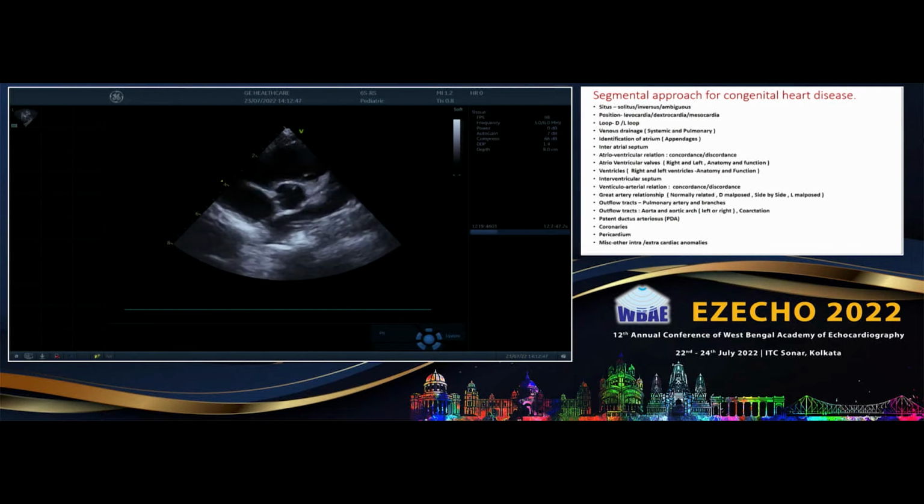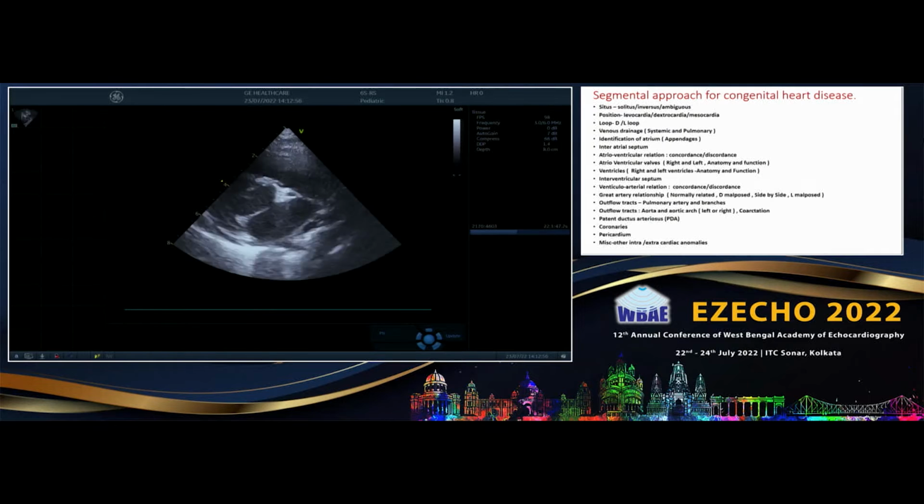And here we can see the coronaries also. So this is again an important detailed imaging for coronaries in pediatrics. We do observe a lot of complex coronaries.